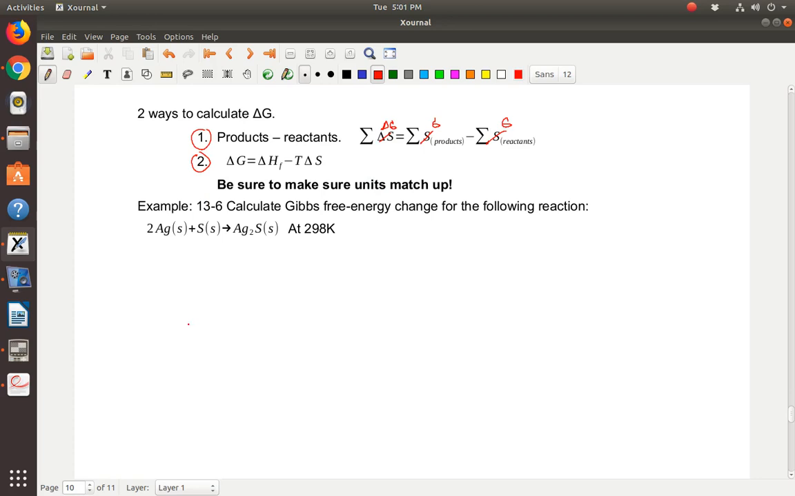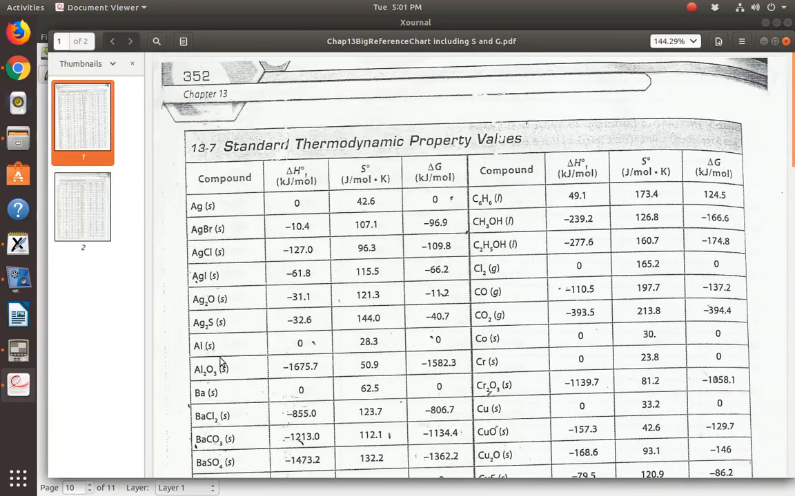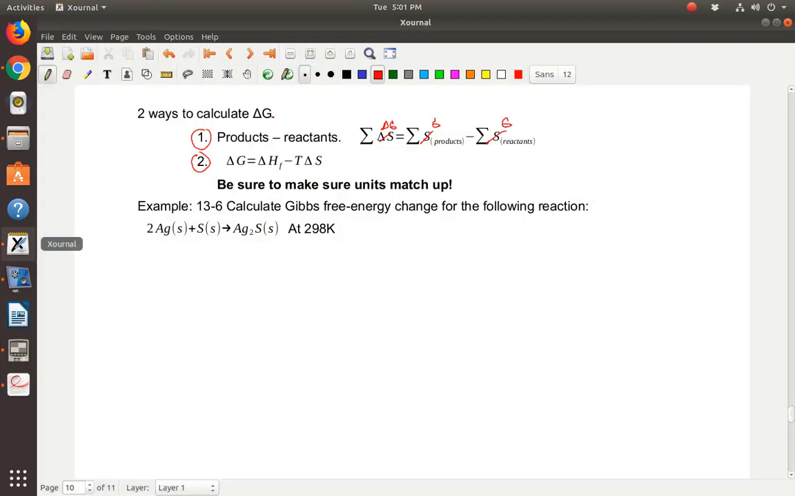Now we're going to be using this chart. Let's see, do I have it pulled up? Yeah. This big old chart. That's a copy from your textbook. Notice how it has the delta H of formation, the entropy values, and the delta G values. So we'll be referring back and forth to this.